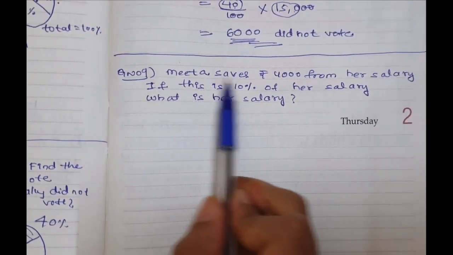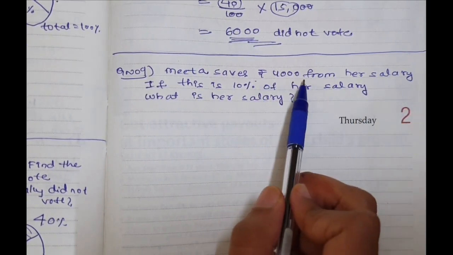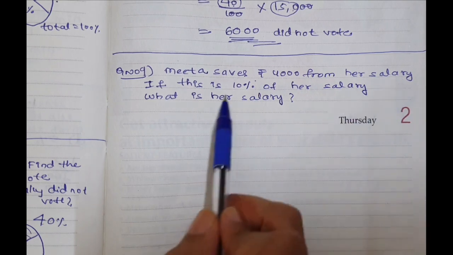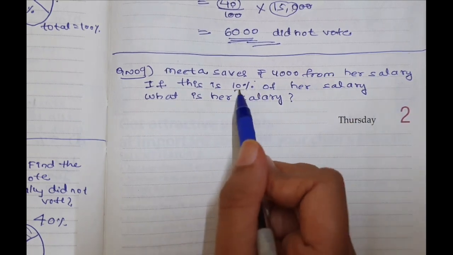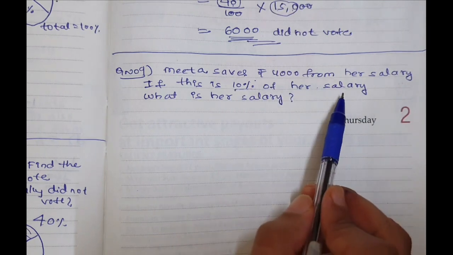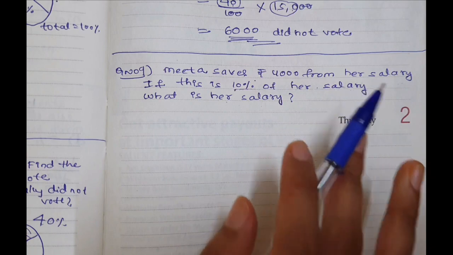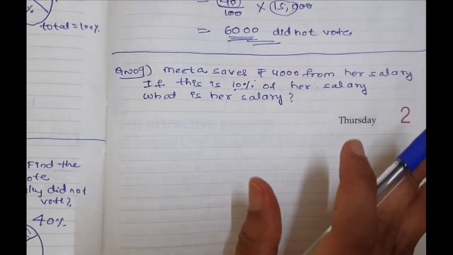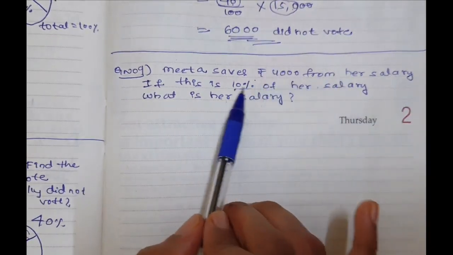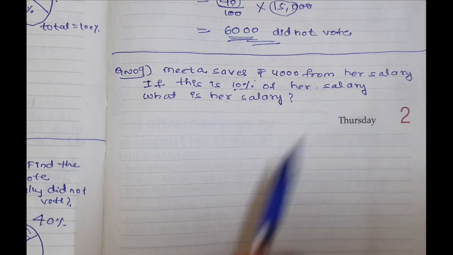Then question number 9. Meeta saves 4,000 from her salary. She is saving 4,000 from her salary. That is nothing but 10% of her salary. 10% of her salary is nothing but 4,000. But we have to find her actual salary. We don't know her salary. They have just given that 10% of her salary is 4,000. Then find her actual salary.